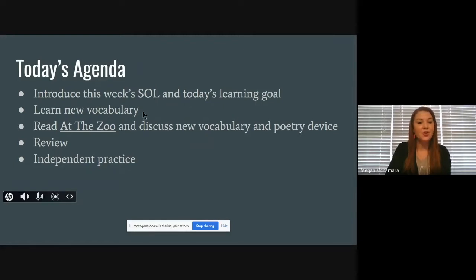Then we will be learning new vocabulary. We will be learning vocabulary specific to poems and specific to the poem we are reading. Then we will read our poem At the Zoo and discuss our new vocabulary and poetry device. We will then review to make sure we learned that target goal today. And then I have assigned some independent practice on the RPS at Home page for you to do.